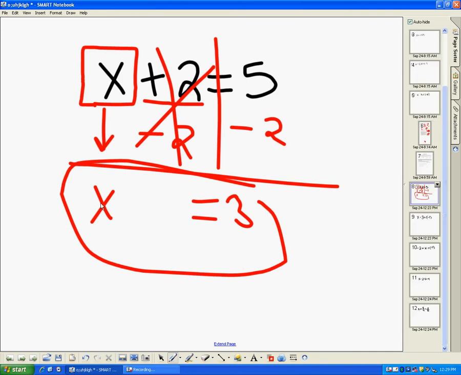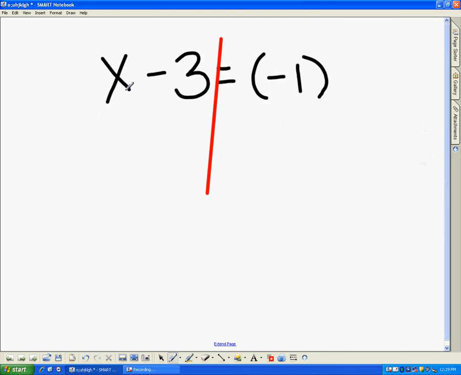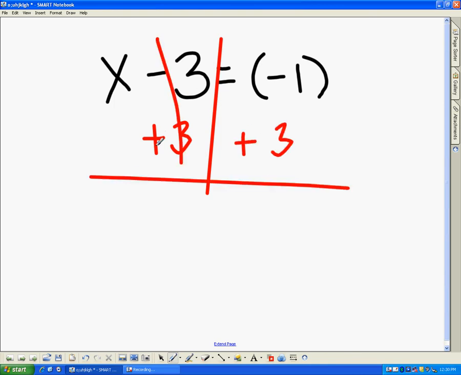So let's try it on this problem right here. We have x minus 3, sorry it's slow, x minus 3 is equal to negative 1. So what I want to do, I'm going to isolate the x, so I've got to get rid of this minus 3. So to do that, to undo it, I'm going to add 3. Well, if I add 3 on the left, I have to add 3 on the right. All this cancels out, leaving me with x is equal to negative 1 plus 3, which is 2. And I know I'm right because 2 minus 3 equals negative 1.